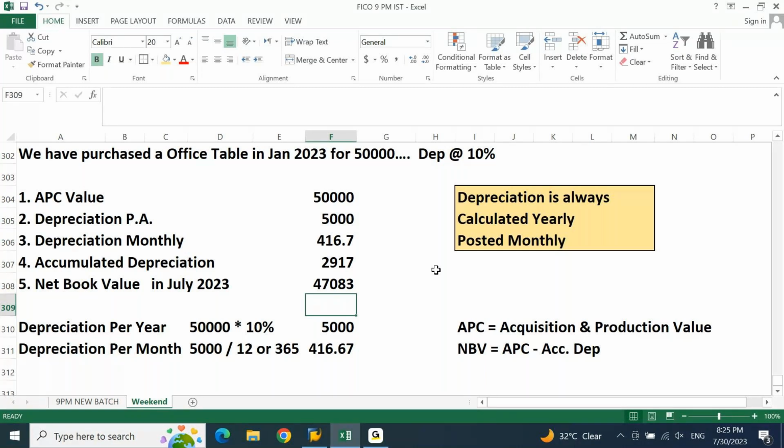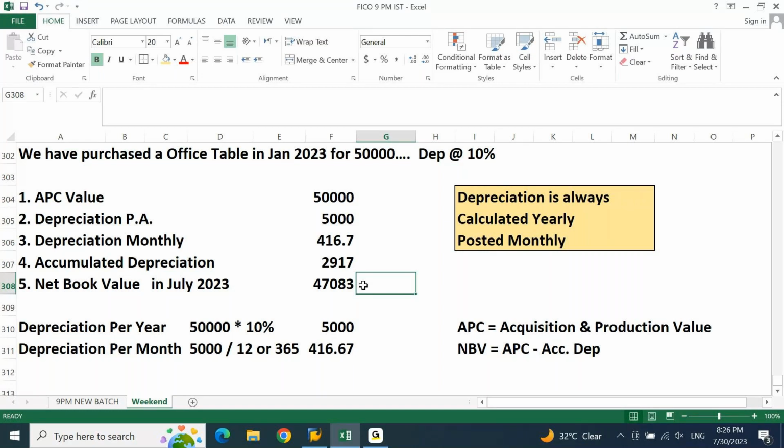You purchased the asset for 50,000 in the month of January. This 50,000 asset now has a current value of 47,083. Normally, during any particular time period, you may be selling the asset, or sometimes you may be transferring the asset. Possible or not? Possible, sir. When you're selling the asset, transferring it, or moving it from one place to another, you need to find out what is happening with this asset.